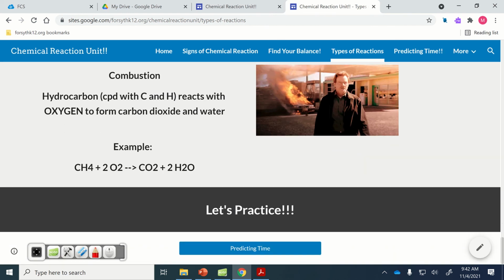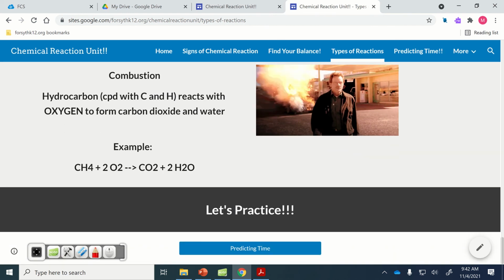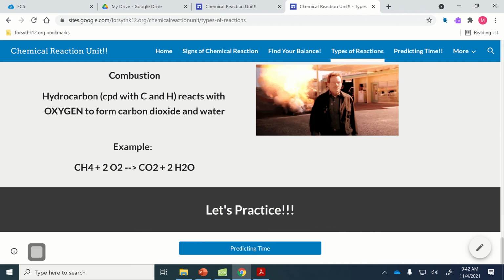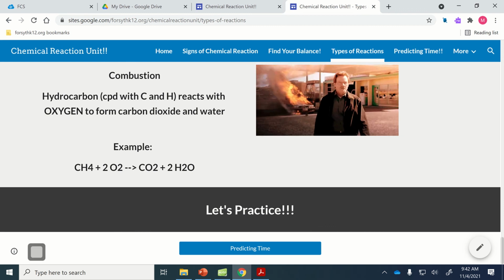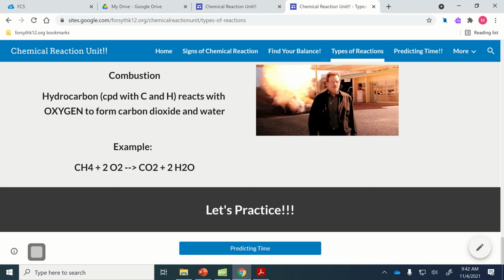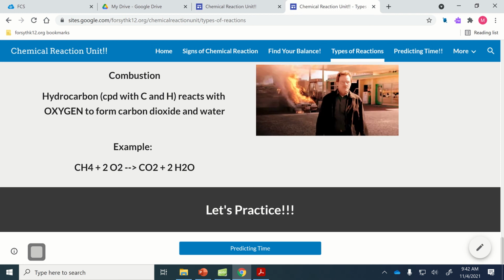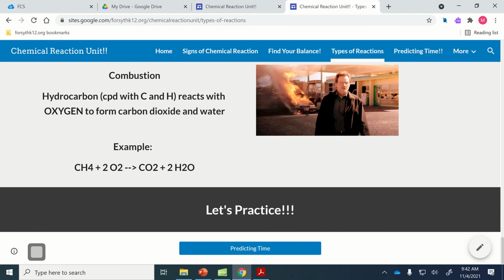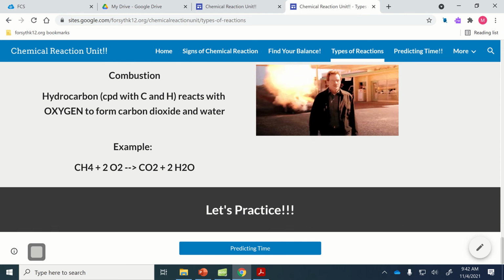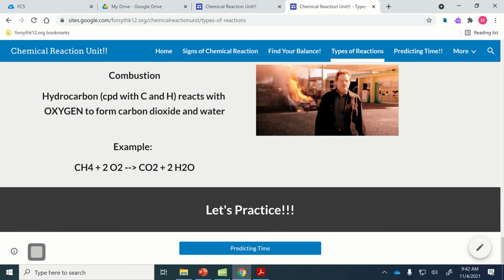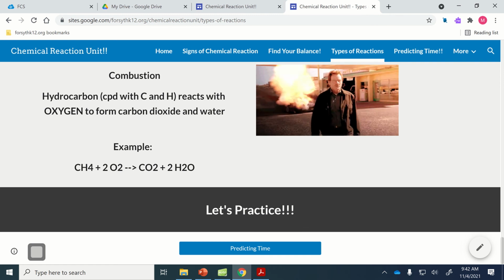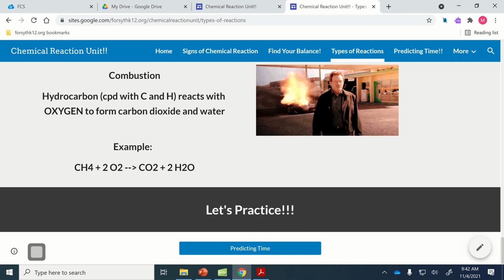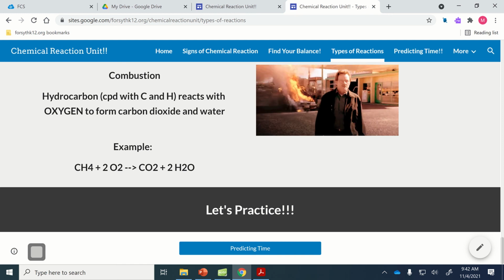The last one we got here is combustion. Combustion, like I said, kind of stands alone. A combustion reaction is a hydrocarbon, which is a compound with C and H. It can also possibly have O, oxygen, I will say that. But a hydrocarbon is specifically a compound that has carbon and hydrogens in it. It reacts with oxygen to form carbon dioxide and water. And this is a covalent compound, let me be clear. It's not an acidic compound. It's not an ionic compound. This is a covalent compound, a hydrocarbon.